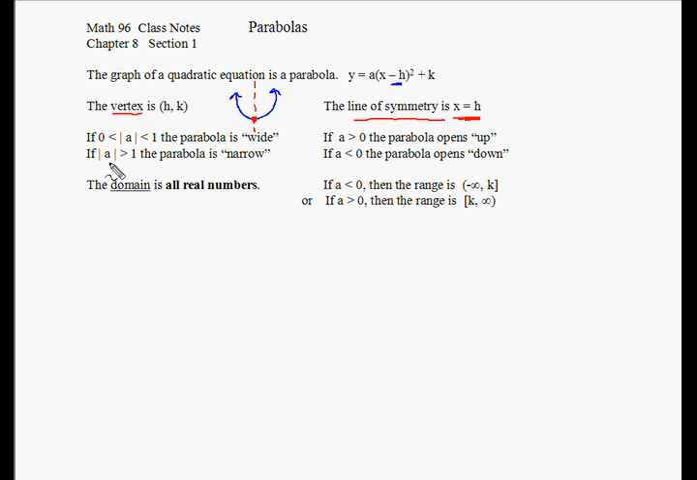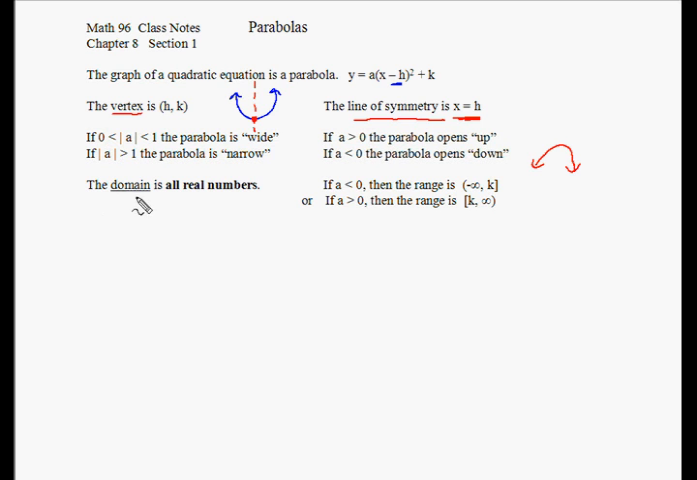If that coefficient out in front is greater than 1, then the parabola is relatively narrow. And the bigger the number, the more narrow the graph gets. If that leading coefficient a is less than 0, if it's negative, then I say the parabola opens down, meaning it goes upside down.